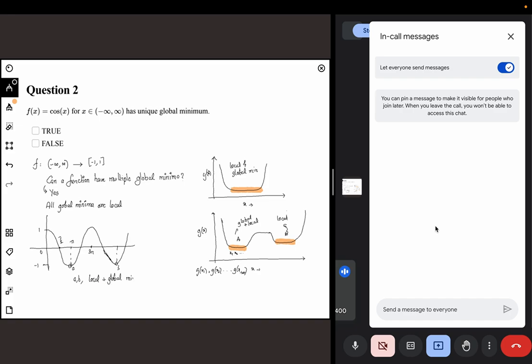And you have multiple global minima. Since the domain is from minus infinity to infinity, we have an infinite number of global minima as well as an infinite number of local minima. But the minimum value of the objective function is -1. That is a unique value. So this doesn't have a unique global minimum, as you can see here. Are there any questions on this?